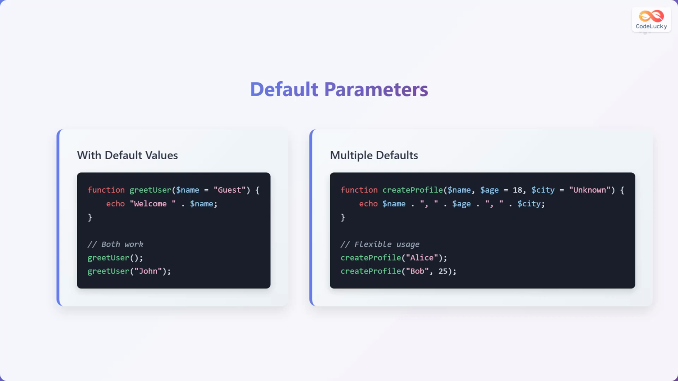You can also define default values for multiple parameters. Here's an example of a function called createProfile that accepts 3 parameters, name, age, and city. The age parameter has a default value of 18, and the city parameter has a default value of unknown. When calling this function, you can pass only the name, and the age and city will default to their default values. You can also pass the name and age, and the city will default to its default value.